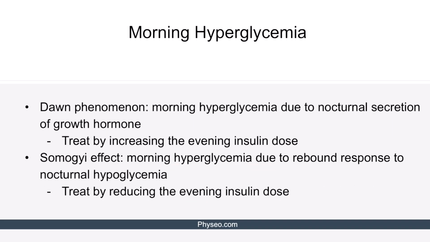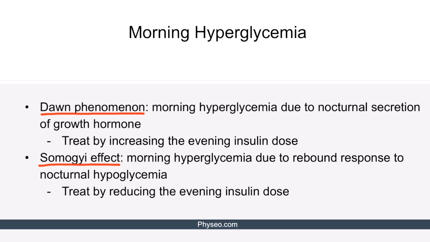Now let's talk about the dawn phenomenon and the Somogyi effect. Dawn phenomenon is morning hyperglycemia due to nocturnal secretion of growth hormone, which is a counter-regulatory hormone that opposes the action of insulin. You can counteract this by increasing the evening insulin dose and help prevent that morning hyperglycemia. In contrast, the Somogyi effect is morning hyperglycemia, which is actually a rebound response to nocturnal hypoglycemia.